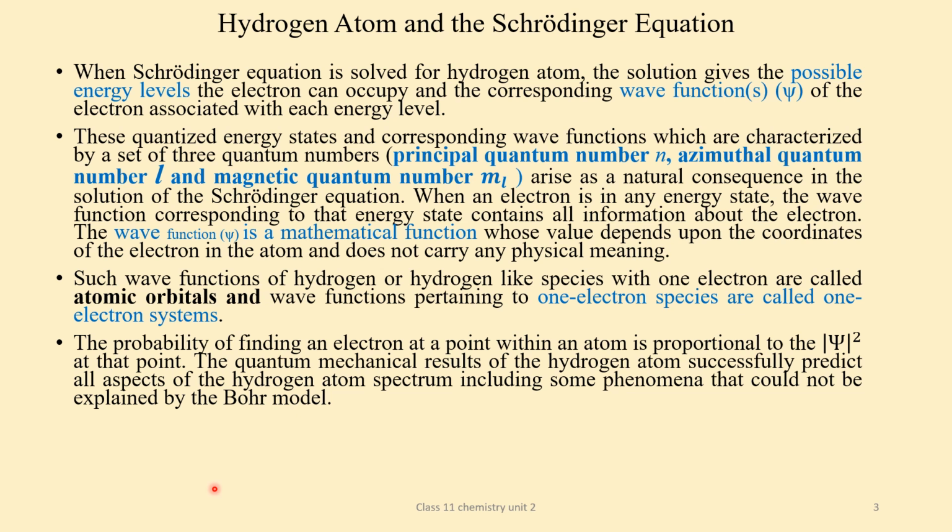The quantum mechanical results of the hydrogen atom successfully predict all aspects of the hydrogen atom spectrum, including some phenomena that could not be explained by the Bohr model.